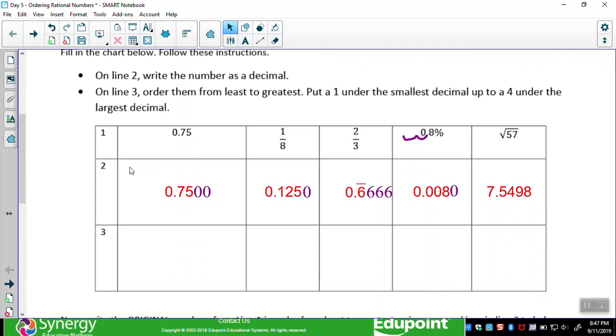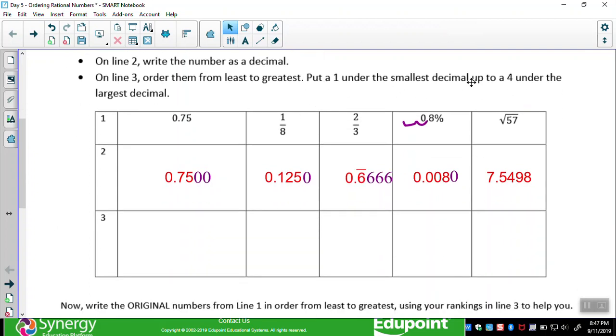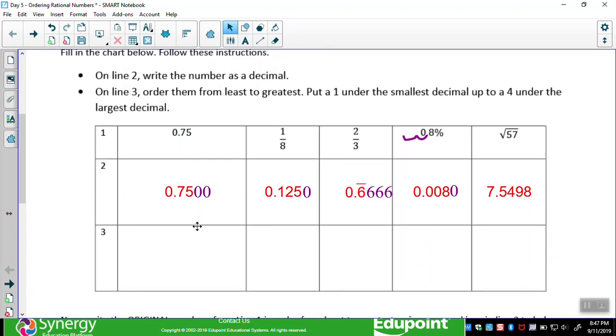So the next thing I'm going to do is put a 1 under my smallest decimal and a number under my largest decimal. When I start comparing, we're always going to start from the left and work our way to the right of each number. We're looking for the smallest because we want least to greatest. We want ascending order. So this one has the biggest first number, which means that's going to be my very biggest number. I'm just going to put my 5 there. In this case, this says up to 4, but that really should be a 5 because we have 5 numbers.